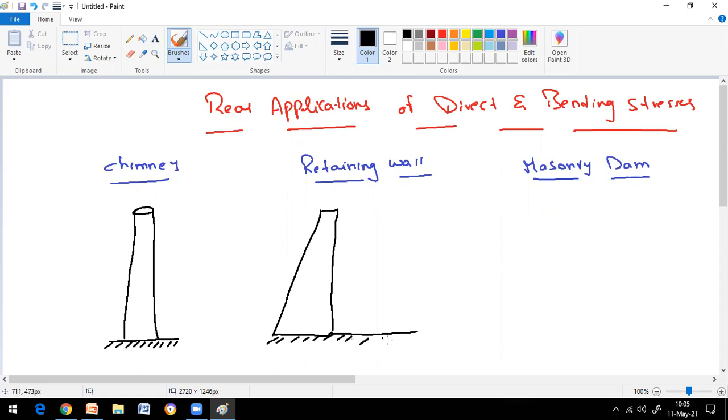So this is the retaining wall. This is completely soil. This is ground level, completely soil, and this is the retaining wall. And the next one is the dam.